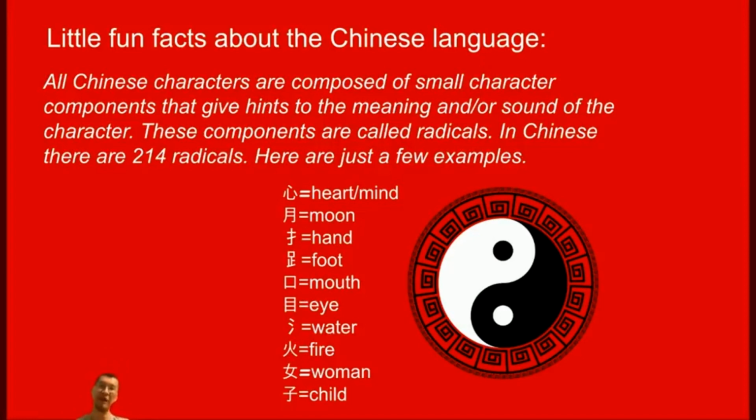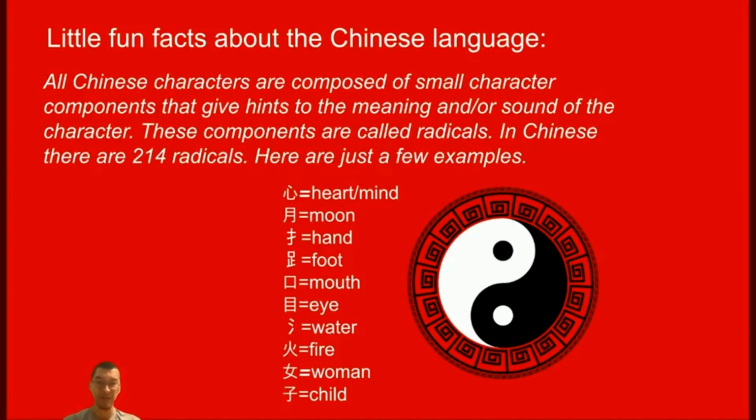Here are some fun little facts about the Chinese language. All Chinese characters are composed of small character components that give its meaning and the sound of the character. These components are called radicals. In Chinese, there are 214 radicals. And just to keep things simple, here are just a few examples.